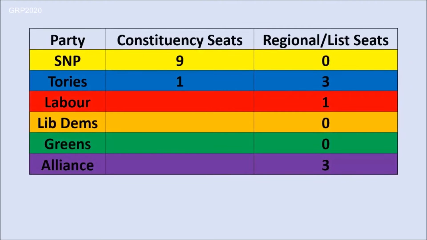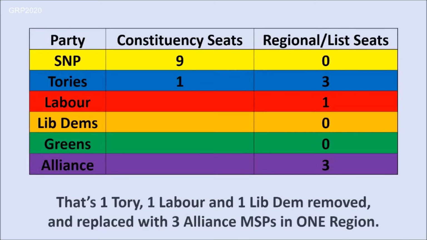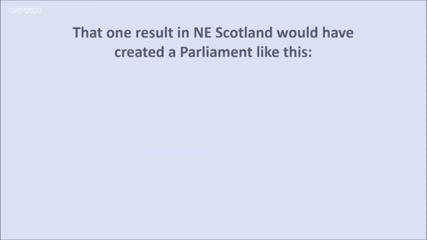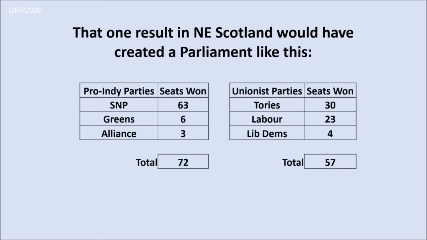The SNP remain on 9 seats in total, but as you can see, that's 1 Tory MSP, 1 Labour MSP and 1 Lib Dem MSP removed, each replaced with 1 Alliance MSP, and all of that in just 1 region of Scotland. That one result in North East Scotland would have created a parliament like this.